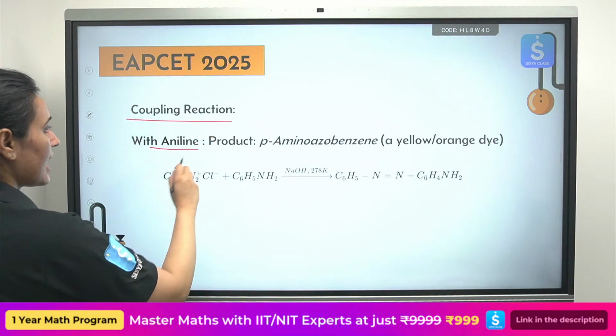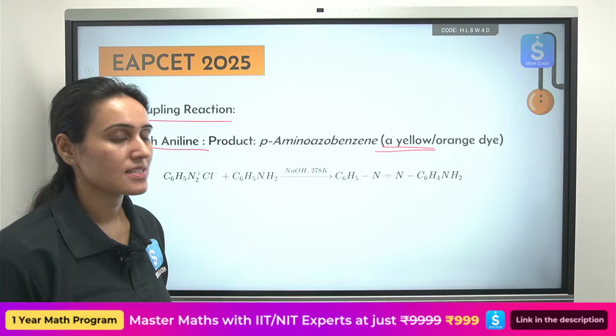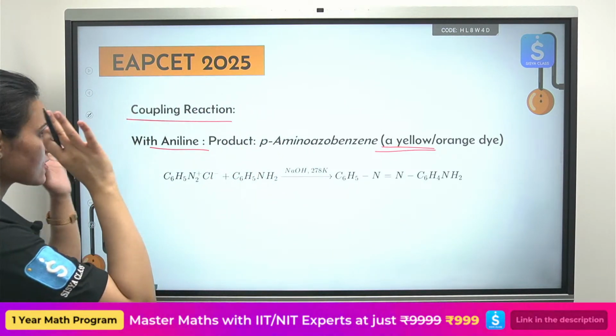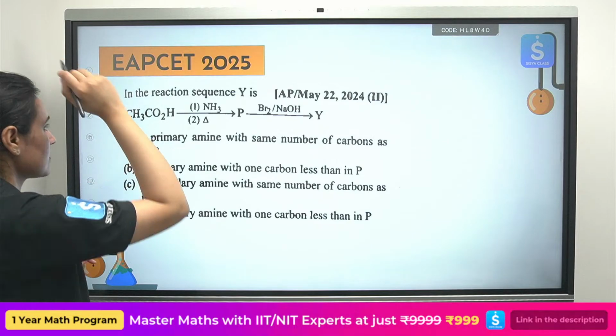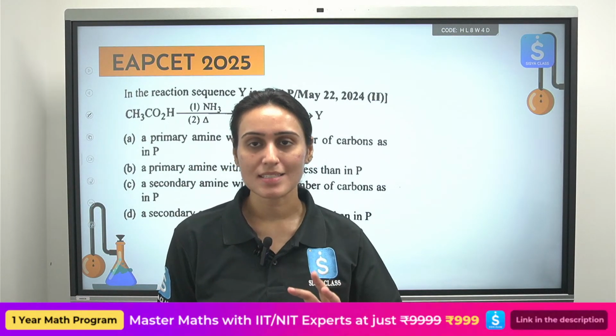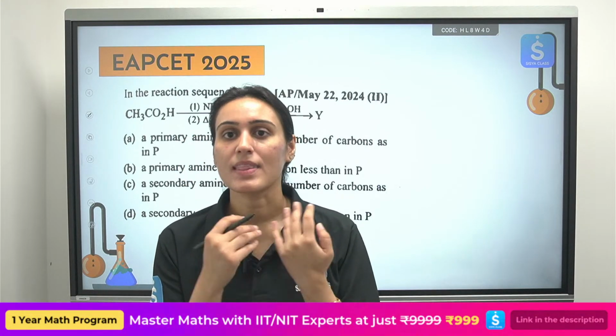What about the reaction with aniline? You will form a yellow dye in that case. Please remember the color. Okay. All right. So this is all about the different types of reactions that we should know about for amines. Now let's solve some questions. Let's see some last year questions, the concepts that you have to focus on.